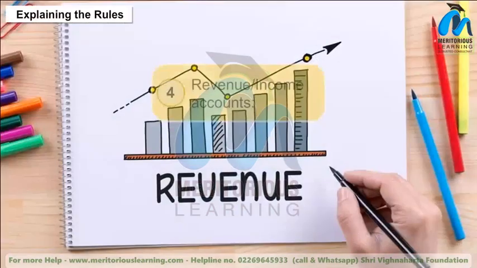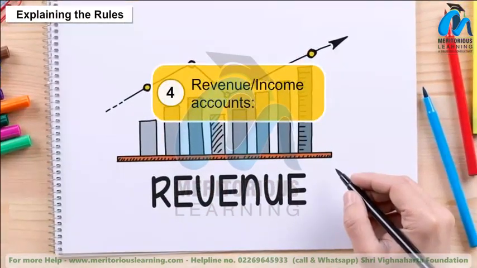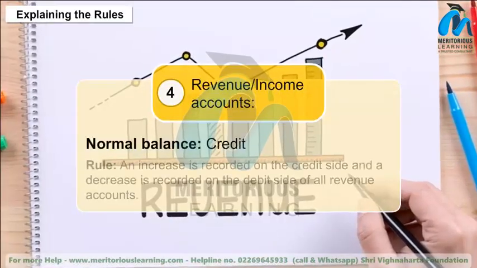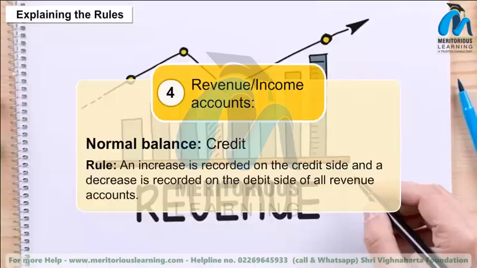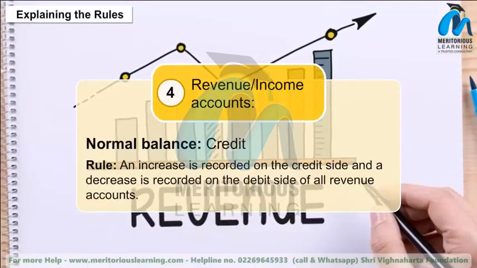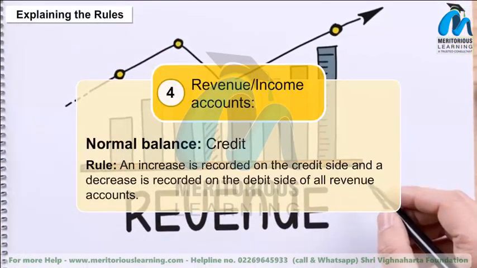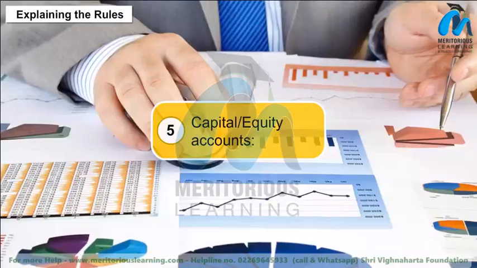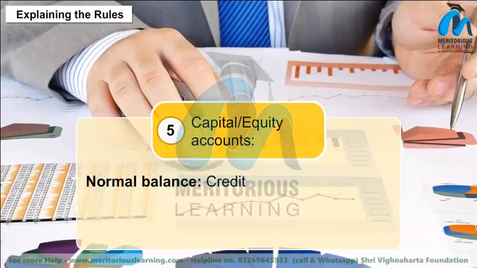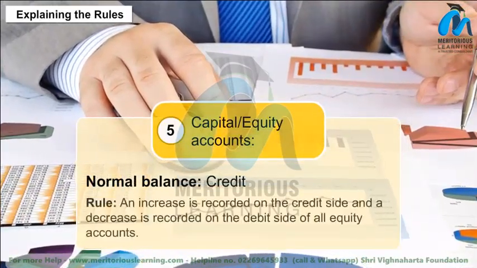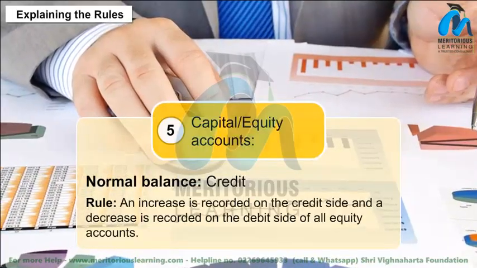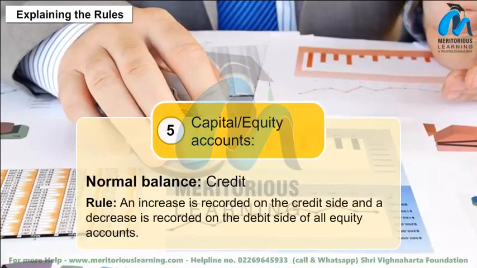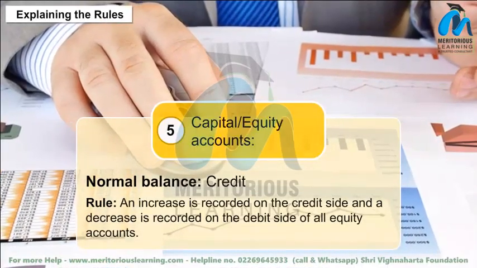liability accounts. 4. Revenue or income accounts, normal balance, credit. Rule: an increase is recorded on the credit side and a decrease is recorded on the debit side of all revenue accounts. 5. Capital or equity accounts, normal balance, credit. Rule: an increase is recorded on the credit side and a decrease is recorded on the debit side of all equity accounts.